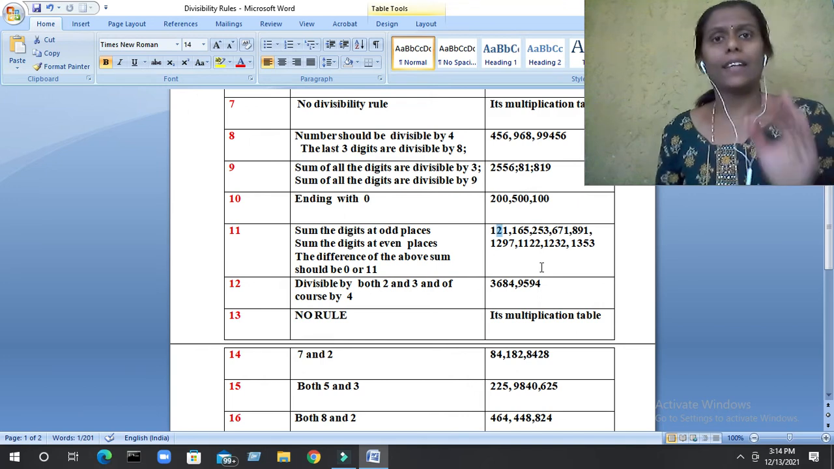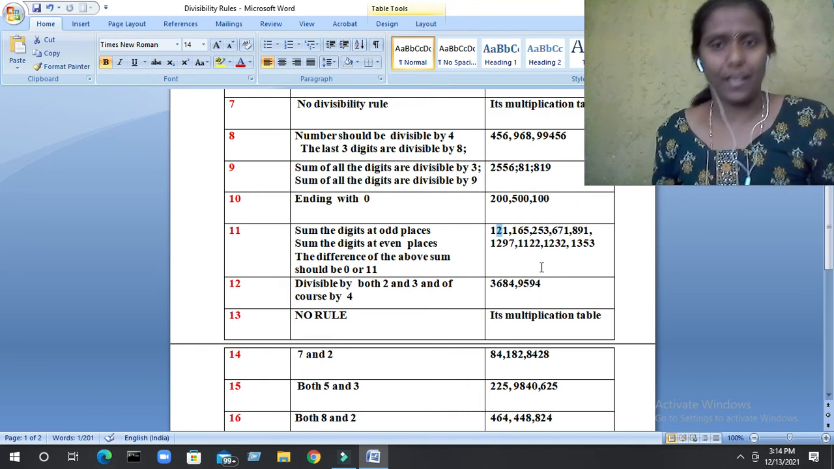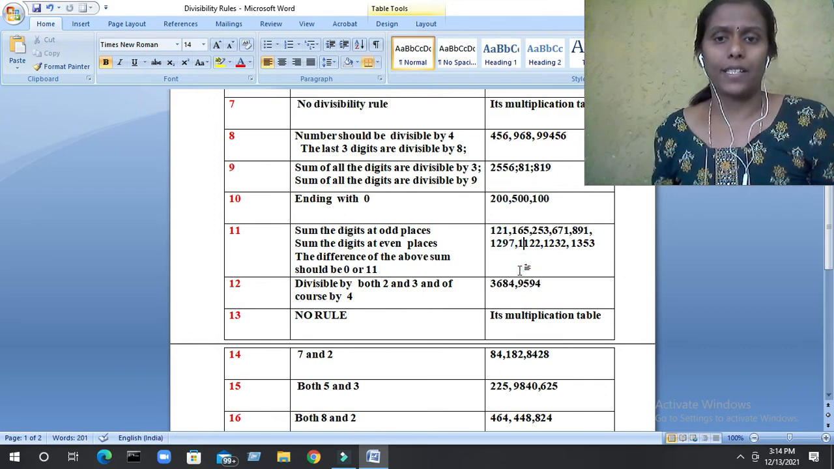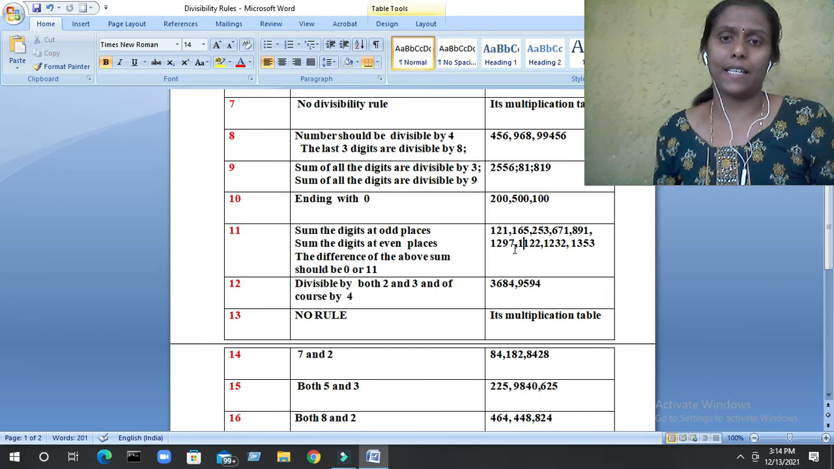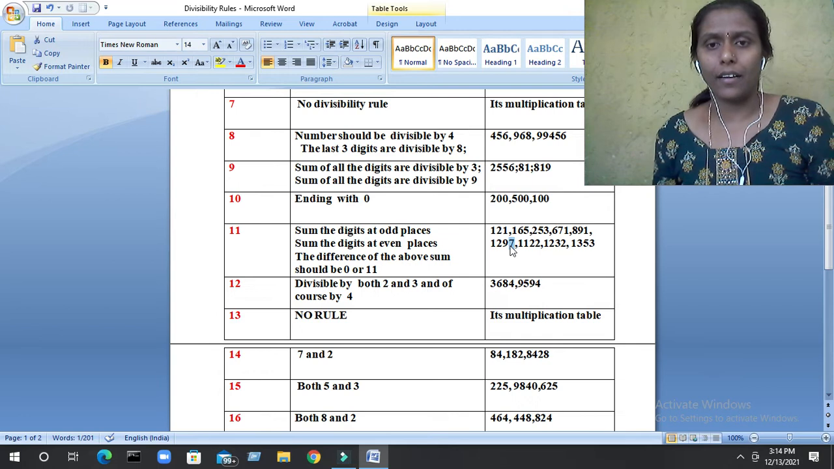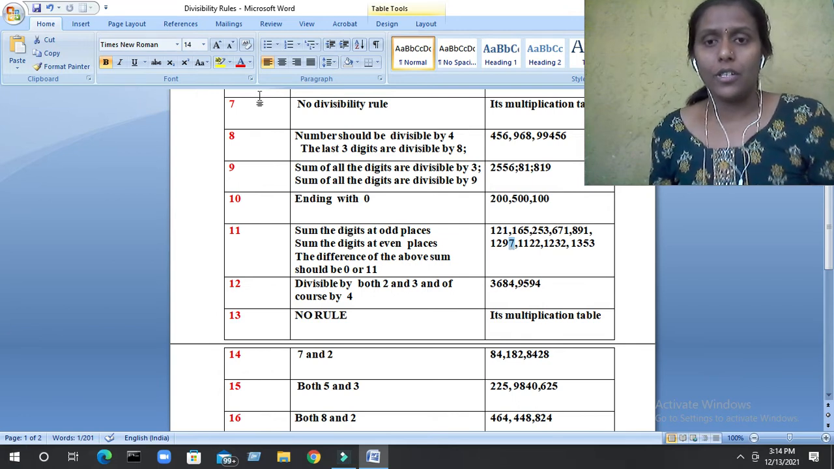Okay, let's go for 1297. Take the odd places numbers: 7 and 2 are the odd places. 2 plus 7 is 9. Then, sorry, it's at the first place and this is at the plus 10. Okay, which will not be.